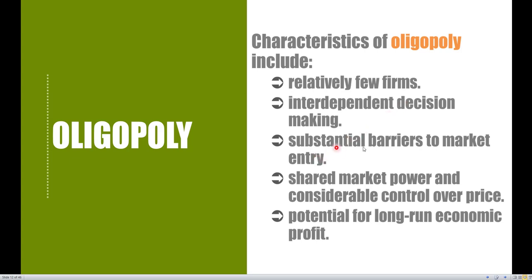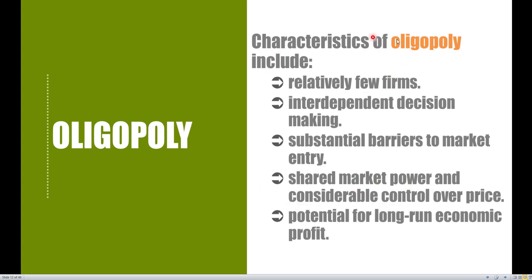Number three, substantial barriers to market entry. So there are going to be a few obstacles that prevent any firms from entering into this particular industry, and it's going to be quite difficult for any one firm to actually try to do so. Because these few firms, they hold a lot of market power, they do have the ability to set prices, they do want to keep new firms and new companies out. So there are going to be quite a few barriers to entry for any firms wanting to break into this particular field. Like we said, there's going to be shared market power, considerable control over the price.